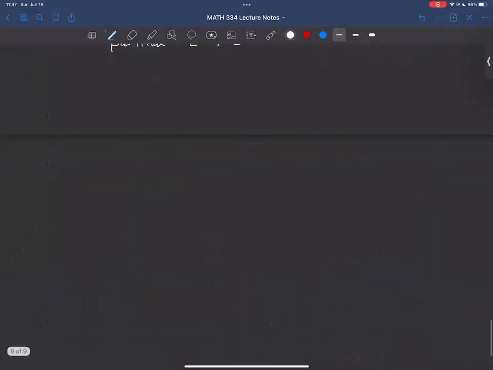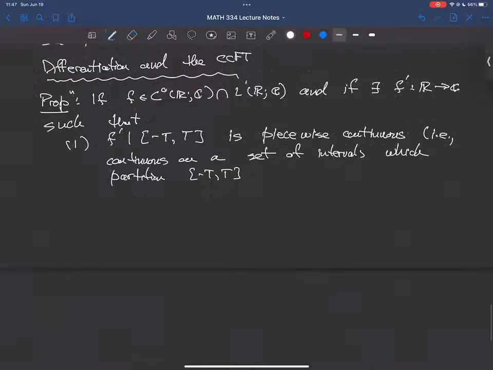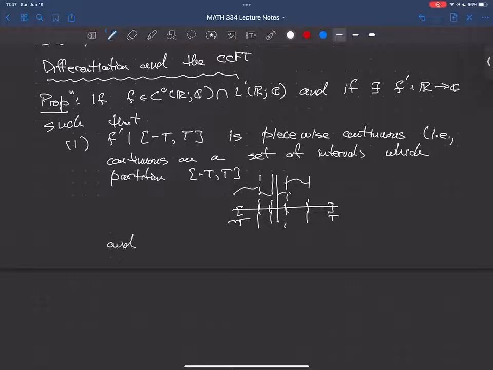As with many things, it's best illustrated by a picture. So this is minus T. I'm going to partition T up into some intervals like so. And on each of these intervals, f is going to be continuous. And that's not quite enough. The limits at the endpoints of the intervals exist.